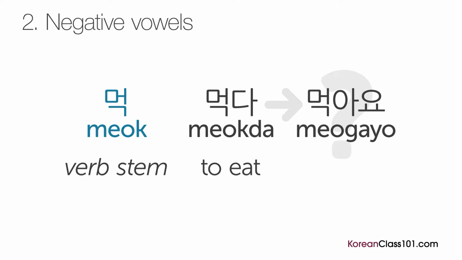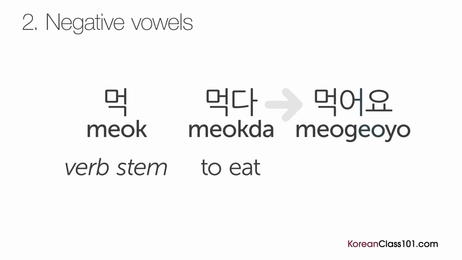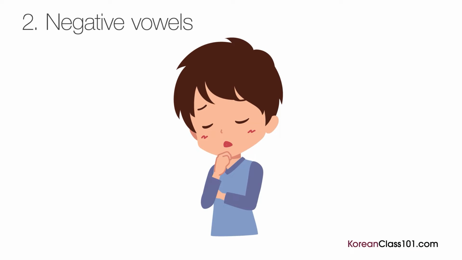Here's an example. 먹 is the verb stem of the verb 먹다, meaning to eat. The verb stem ends in a consonant, so you might think you need to add 아 and say 먹아요 to make it polite. However, this is not correct. Remember, we also need to check the last vowel, and this time the last vowel of the verb stem is 어, which is negative. So you need to say 먹어요 using 어. Sounds complicated, right?